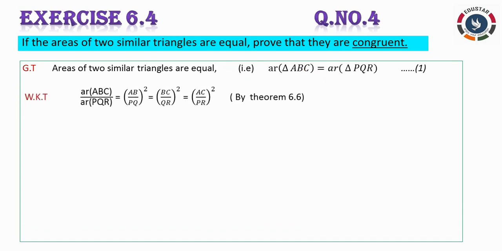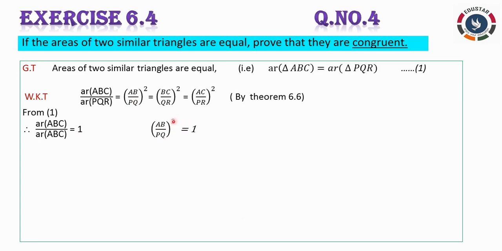Theorem 6.6. By theorem 6.6, we will get this equation. In that, we are going to replace either of the values by the other, so the area of triangle ABC is replaced in the place of the area of triangle PQR. Then we get a ratio where the numerator and the denominator are equal. After cancelling, we will get 1. Equating this 1 to the right hand side, AB by PQ the whole square is equal to 1.